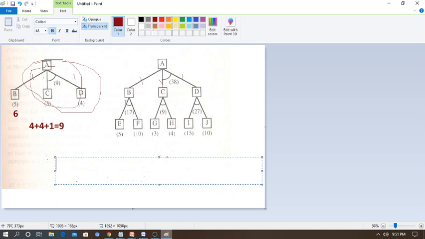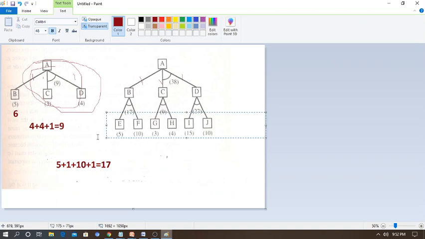So here you see how 17 came: that is 5 plus 1, then plus here 10 plus 1, here 10 plus 1, the cost is the same, 1. 10 plus 1 is equal to how much? 17. Like that you can find. But we are going to follow the AO star algorithm, so we can leave it like this.